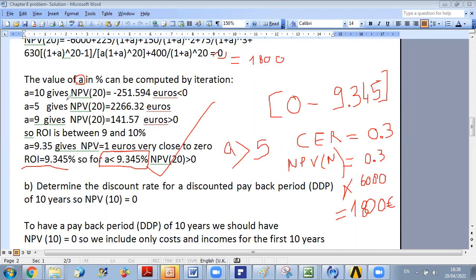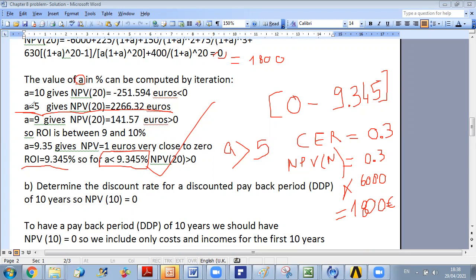And then if you look at the values here, in which range do you think the discount rate will be? Look, A equal 5 gave you a value of NPV equal to 2,266.32 euros. You want to have a value of 1,800. So you think that you should try a smaller discount rate or a higher discount rate? Yeah, higher, between 5 and 9 it will be. Very good, between 5 and 9.